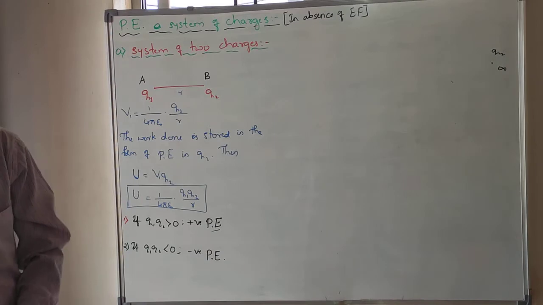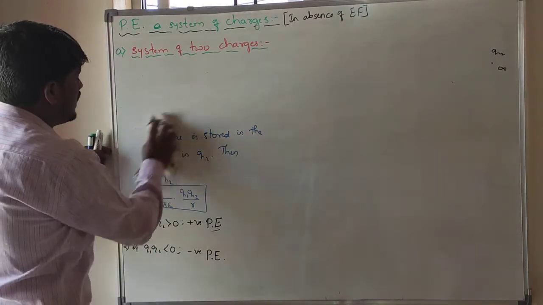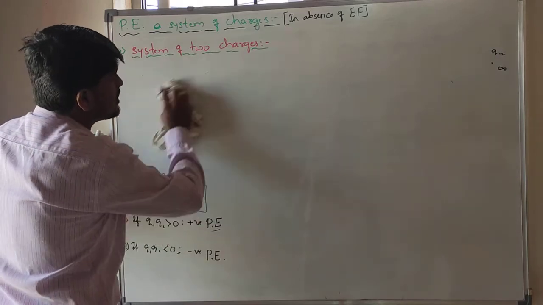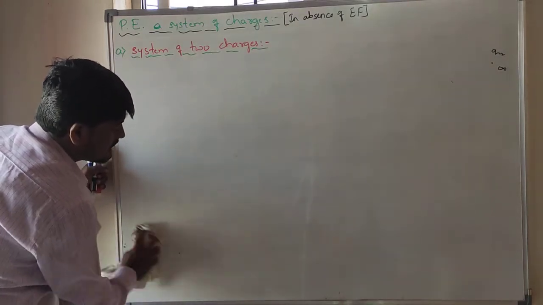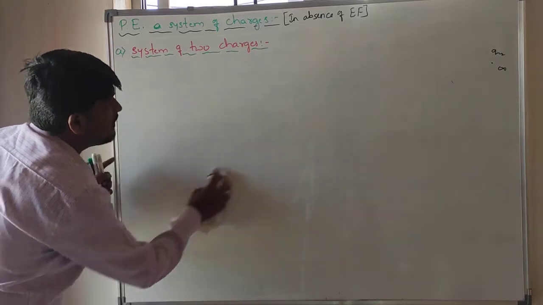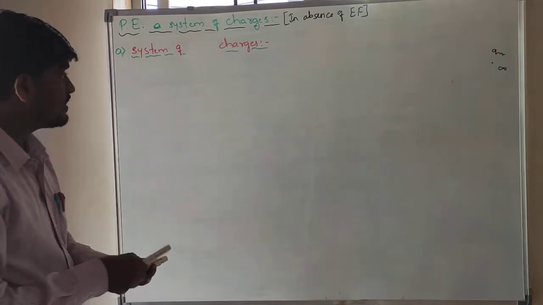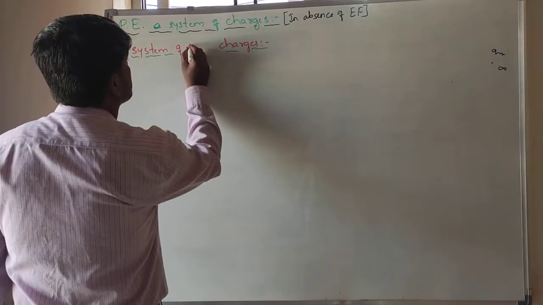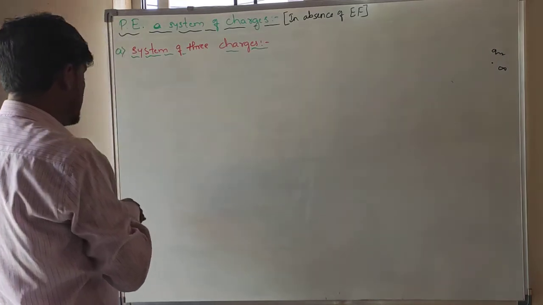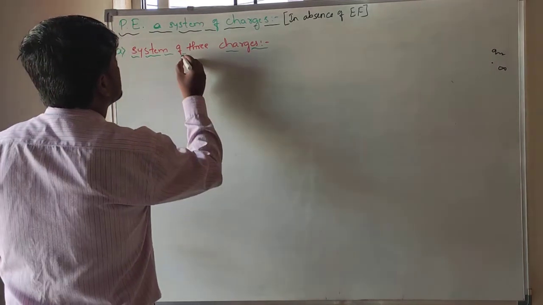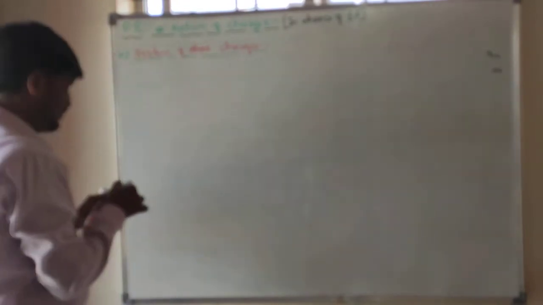Friends, with this, let's go to the system of three charges. If you understood this system of charges due to these two, the system of two charges and the system of three charges is very easy. So I will go with the next system, that is, the system of three charges. So this becomes B.